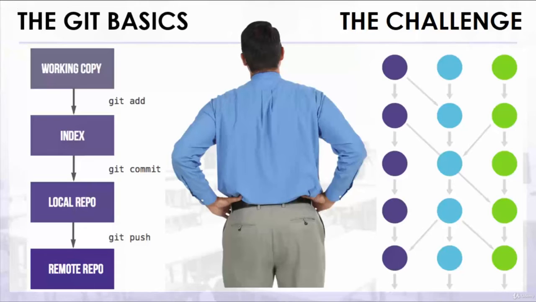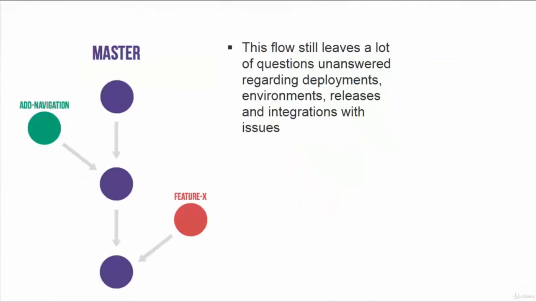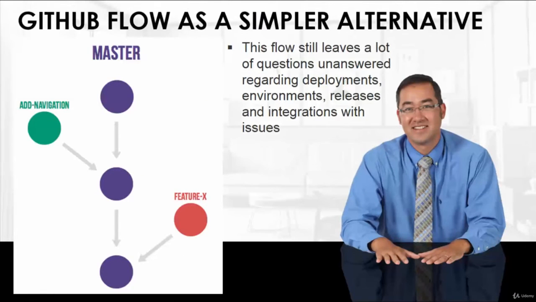Here are the Git basics on one hand, and then the challenge on the other. We all are aware that simply by working with Git we can have a working copy, an index, a local repo, and a remote repo, with git add, commit, and push. Straightforward. So here's the challenge. While working on all of these branches, the flow goes top to bottom and left to right or right to left. So everything is being intermingled when you're working with just standalone Git.